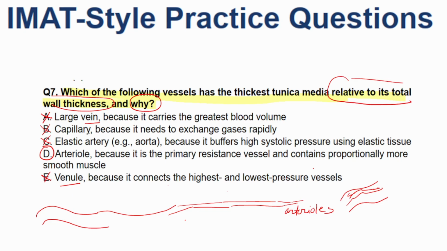Option C accurately describes the function of large elastic arteries such as the aorta, but their wall composition contains an abundance of elastic sheets interspersed throughout, meaning the smooth muscle component within the tunica media is not as dominant relative to total wall thickness as it is seen in an arteriole. Thus, looking for the vessel whose wall is proportionally dominated by smooth muscle for vascular resistance points us to the final answer being option D.